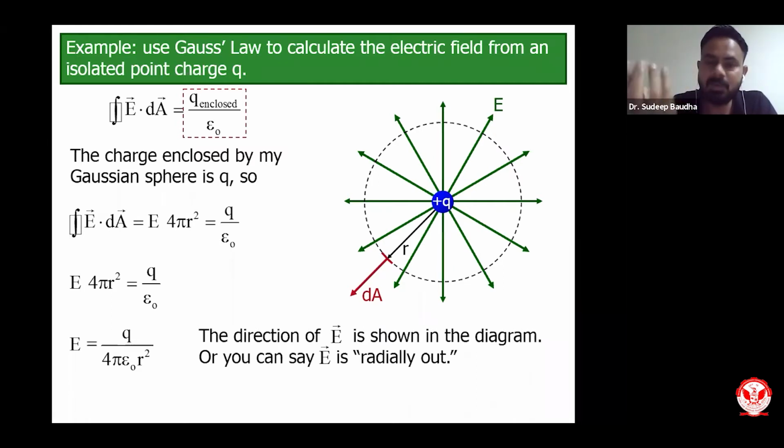And that is very true for the case of the point charge. For a point charge, electric field is always directed radially outwards. And you can see in the diagram also that electric field is coming out of that particular sphere. So this is how I can calculate electric field from a point charge using the concept of Gauss law.